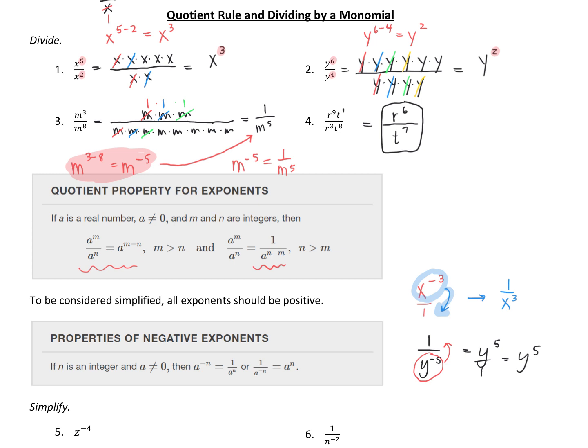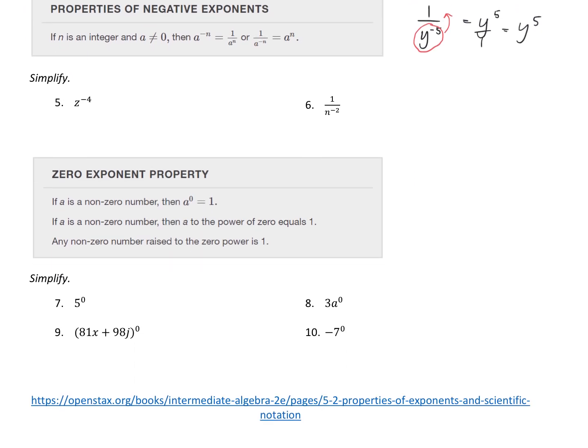Okay, so just to point out again, to be considered simplified, all exponents should be positive. So let's simplify here. So z to the negative 4. It's not simplified because I have a negative exponent. So since this is currently in the numerator, in order to become positive, we would have to move that. So 1 over z to the positive 4 would be what I'm looking for here. Number 6, it's currently in the denominator negative, so to make it positive, I would move it up. So it would be n squared.